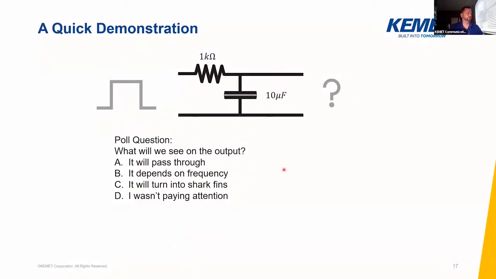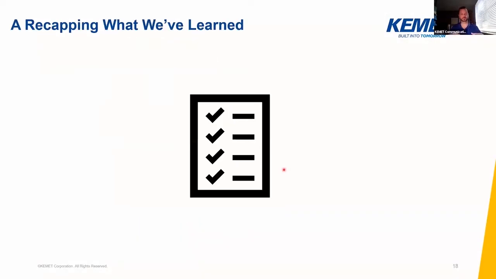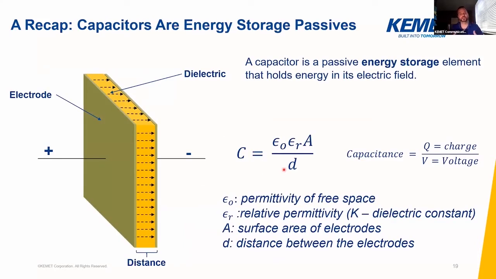Let's do a quick recap here. Let's recap the things that we've covered in this particular webinar. Number one is capacitors are energy storage passive components, and their capacitance depends on the relative permittivity of your dielectric material, the surface area of your electrode plates, and the separation between those electrodes.